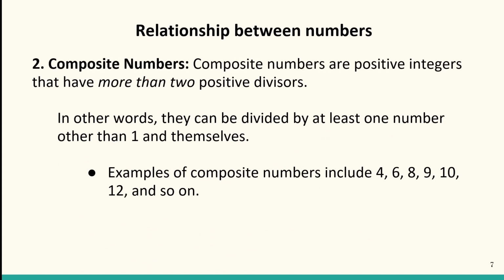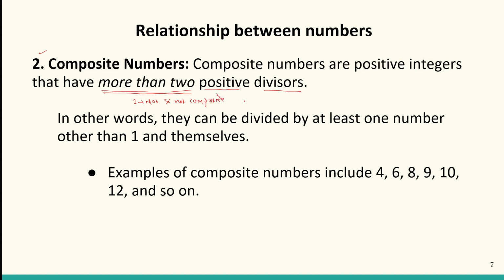So what are composite numbers? They are numbers that are not prime and are positive integers that have more than two positive divisors. It must have more than two, because if it has only one divisor, then it is 1, which is neither prime nor composite.